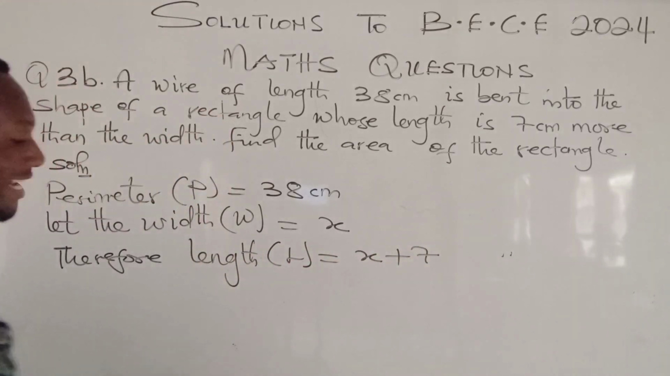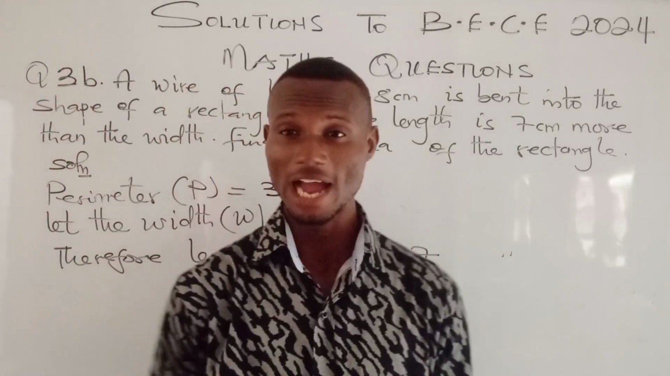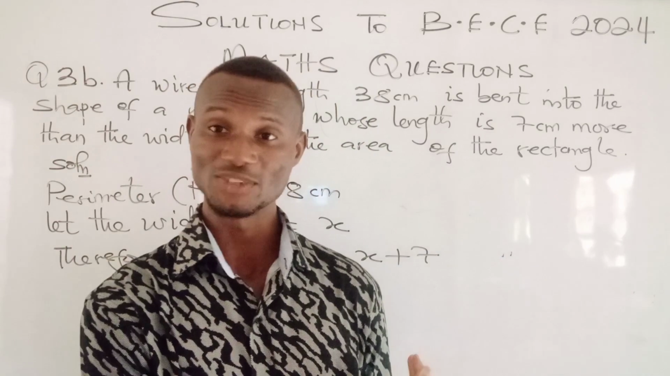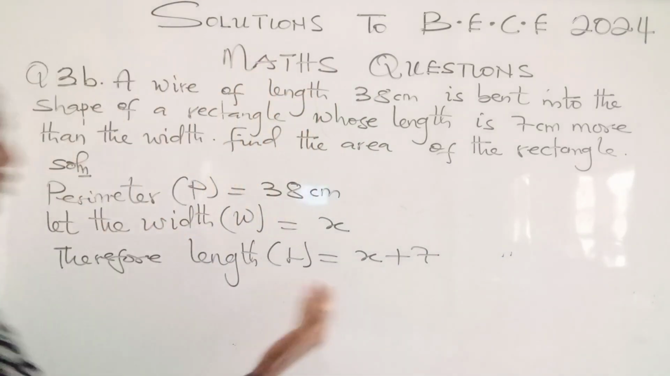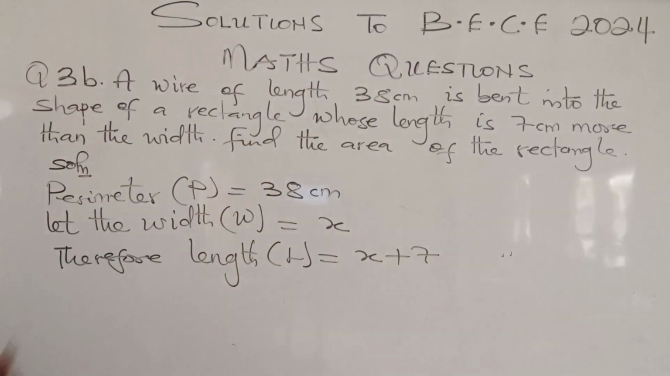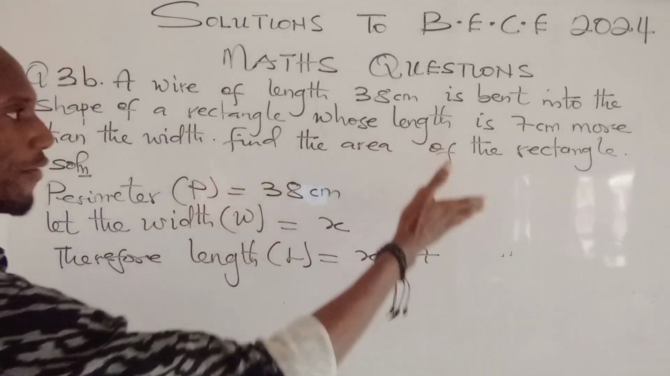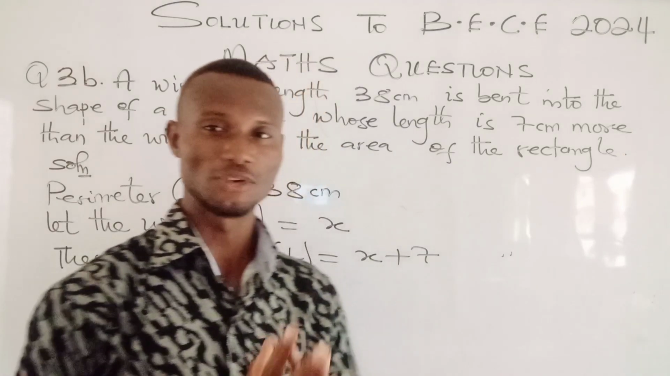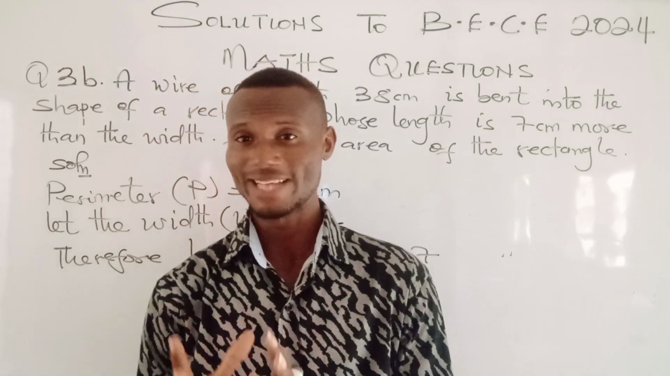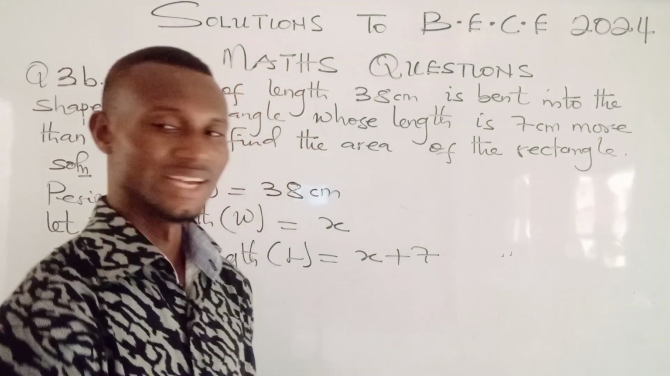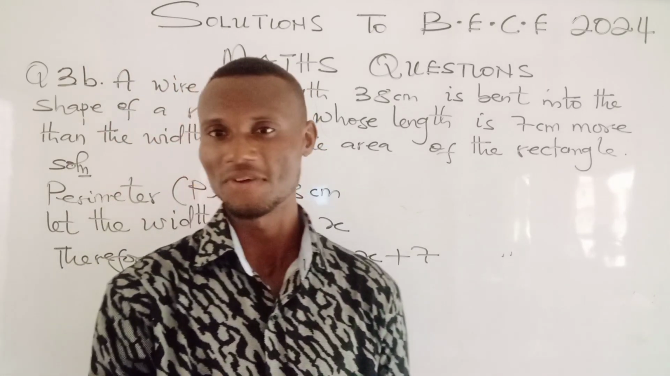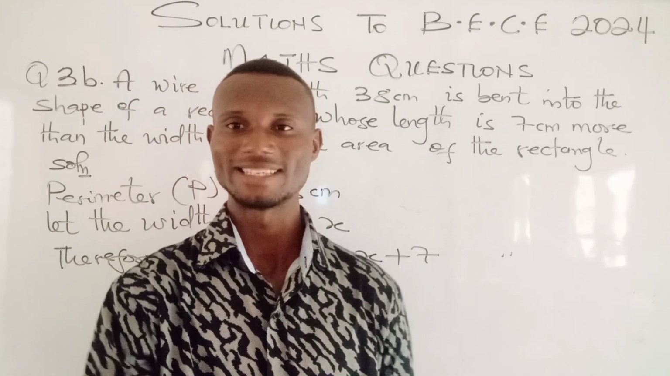I hope you understand and you agree with me up to this point. So that's how you are supposed to handle this question. We have the length to be S plus 7 and the width to be S. Now it says find the area of the rectangle. Before we can proceed to find the area, we need to know the length and also the width of the rectangle, because area of a rectangle is length times width.